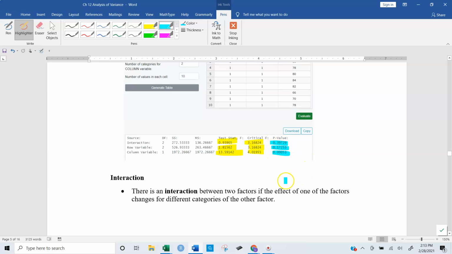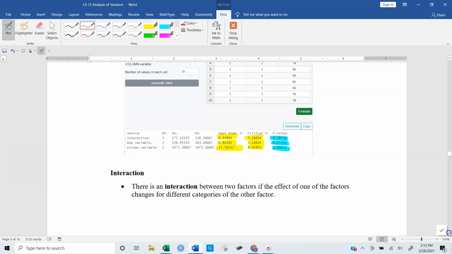I'm hoping you know nothing has changed. When the P is low, the null must go. So the only one we're going to reject is the column one. The other two are going to have interactions. We're going to look at interaction between the two factors, what we're looking at is whether the effect of one factor changes for different categories of the other factor.